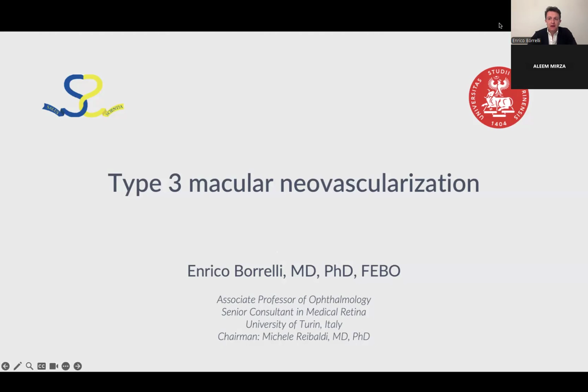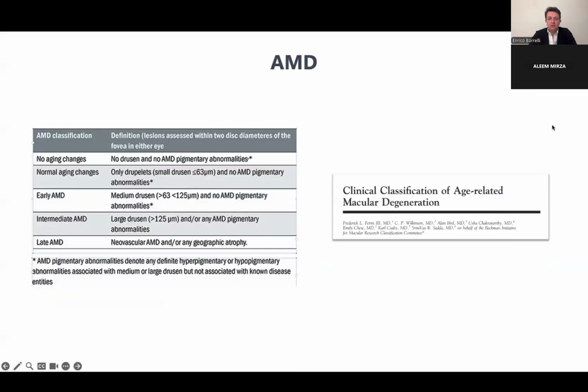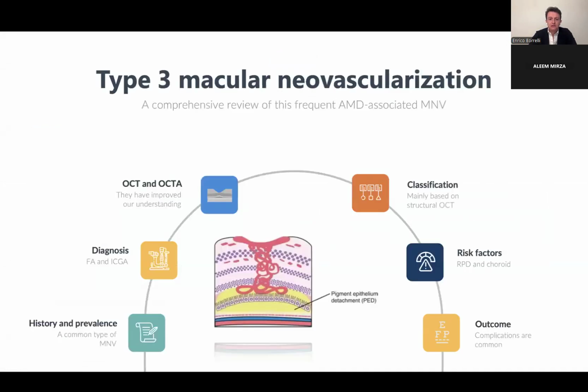I will speak about type 3 macular neovascularization. We know that AMD may be classified into different stages, and the late AMD may be characterized by the presence of a neovascularization or geographic atrophy. Type 3 macular neovascularization is a type of neovascular AMD and may be characterized by different features.